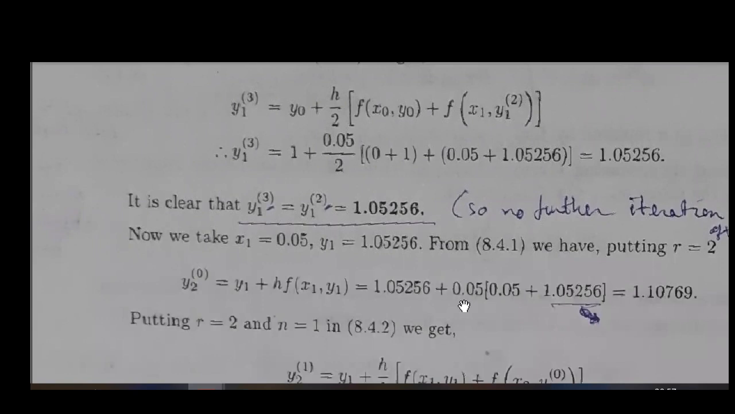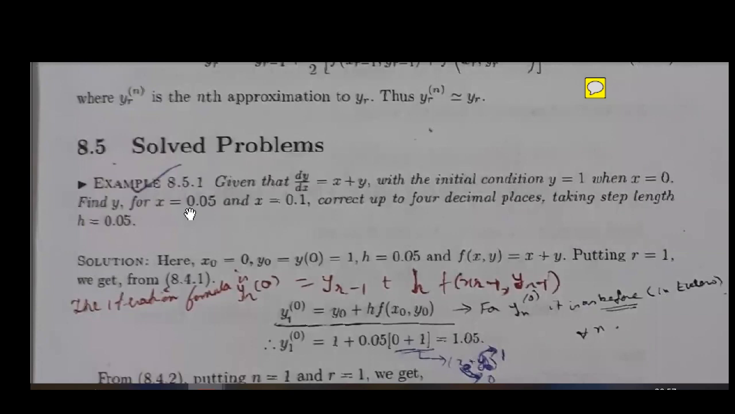Okay, similarly, what we have to find out next? So first one is done. For the next point, we have to add another h, that is 0.05. If you add with this, you are going to get 0.1. That means now we are trying to find out y2.